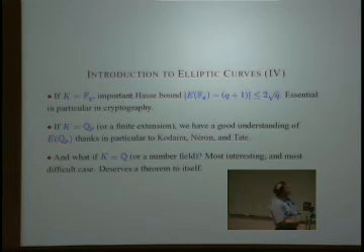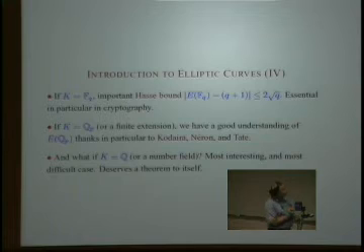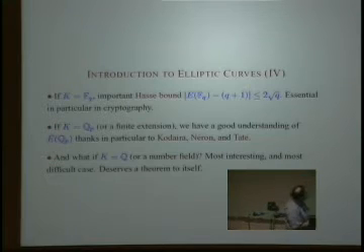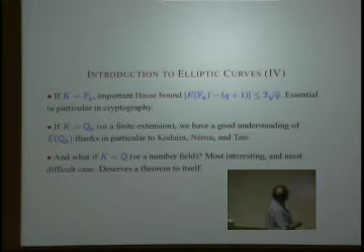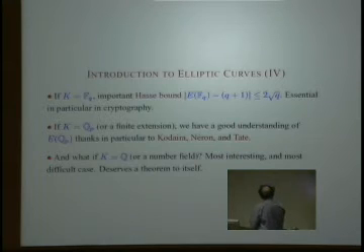So you have the Hasse bound, which tells you that the number of points of an elliptic curve over a finite field is very close to q plus 1. |E(F_q) minus (q plus 1)| is less than or equal to 2 square root of q. It's not that easy to prove. It's not very difficult, but it's not totally trivial.